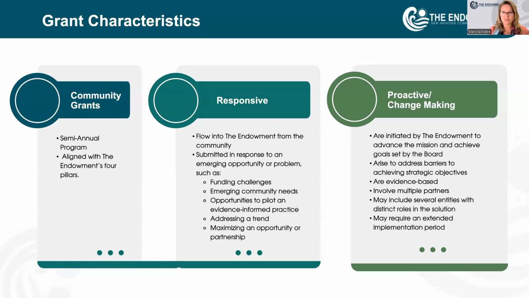The other two types of grants you will see coming through the endowment are responsive grants and proactive or change-making grants. Those are two basic buckets I'm going to spend time talking about today. So the responsive grants, the ideas are going to flow into the endowment from the community. They'll be submitted in response to an emerging opportunity or problem like a funding challenge or emerging community need or pattern, opportunities to pilot an evidence-informed practice, or addressing a trend, or maybe even maximizing a funding opportunity.